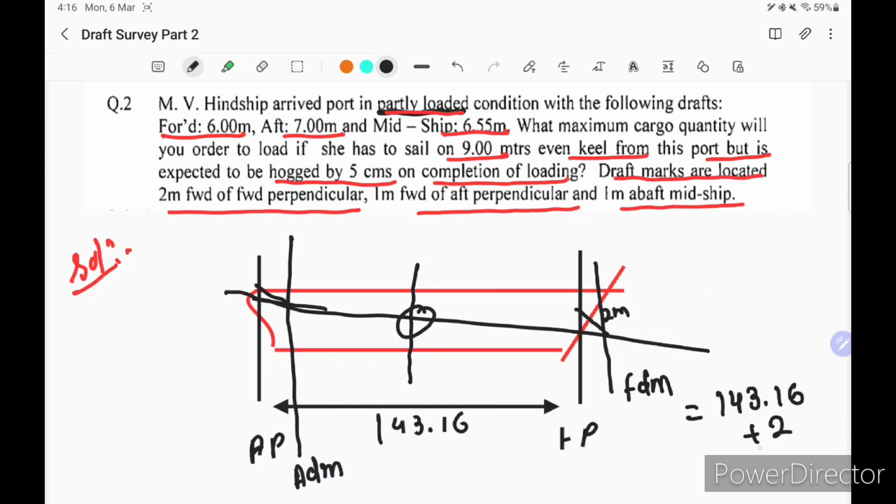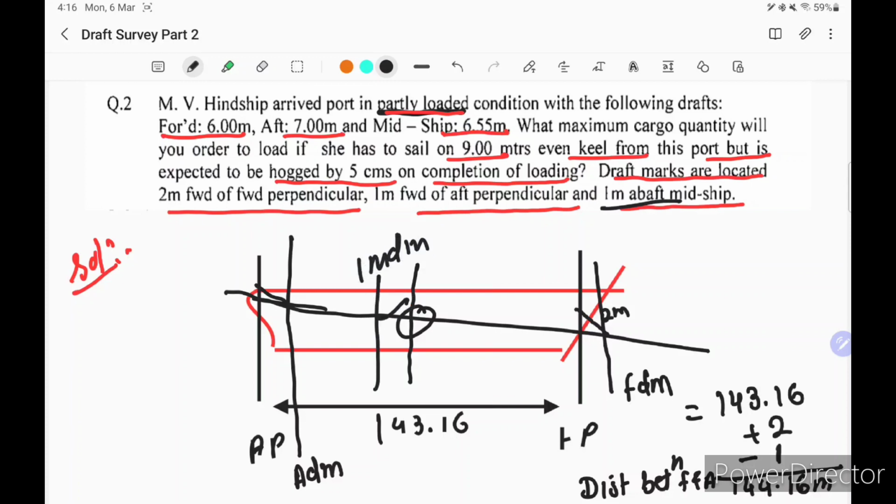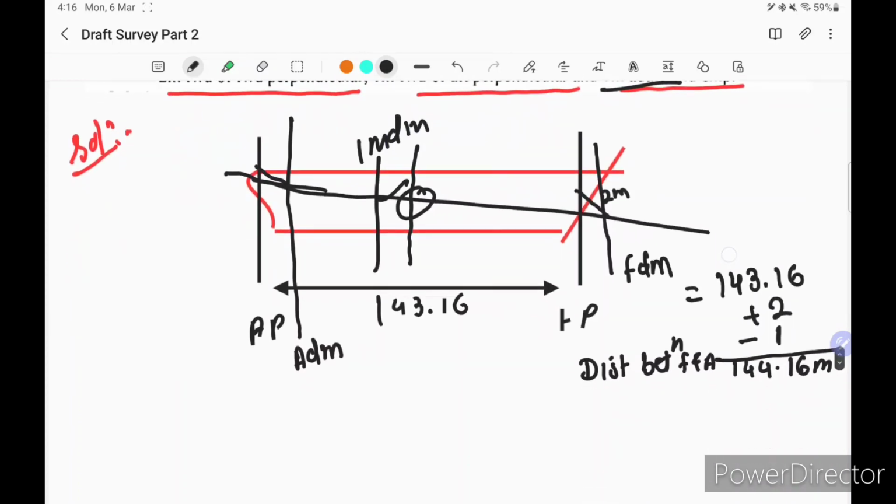So here it is less 1. So how much? 143, 144, 145 minus 1, 144.16 is the distance between the forward and aft draft marks. Mid is 1 meter abaft of midship. So 1 meter abaft of the mid draft mark. So hope you understand this diagram, how to solve. Now we'll move to the question.